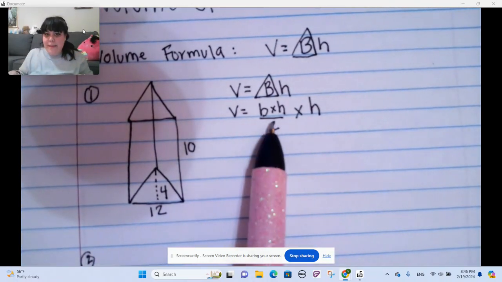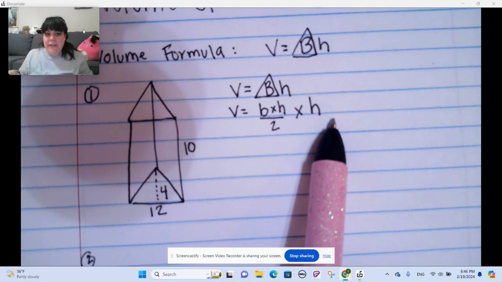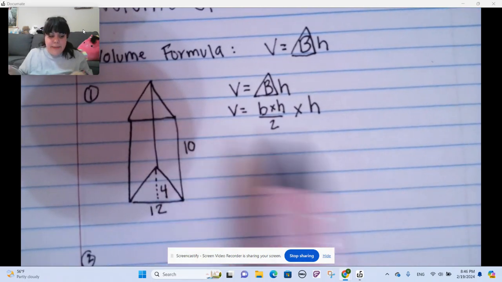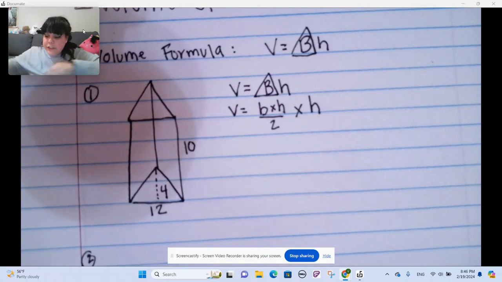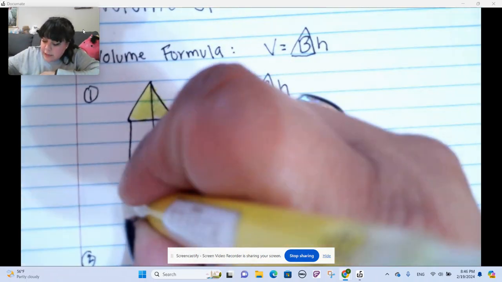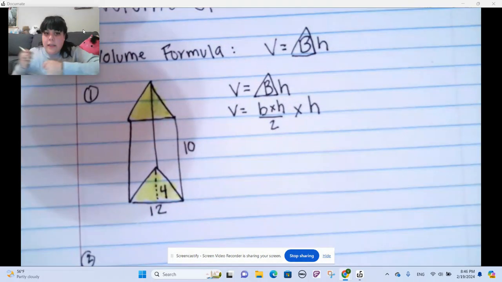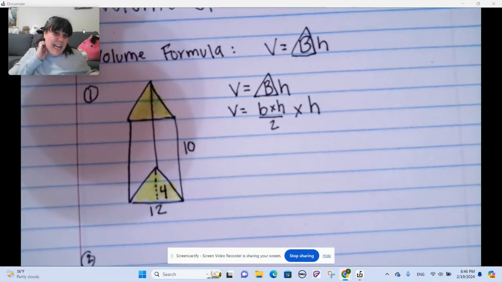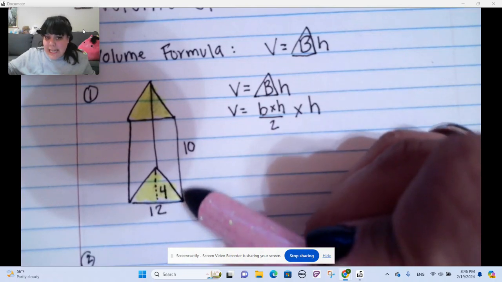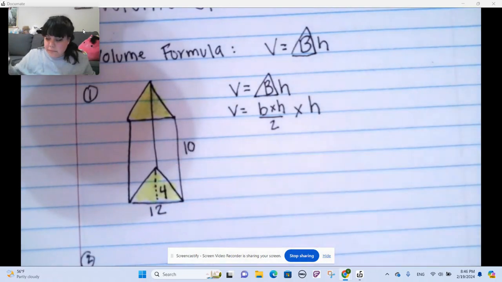So area of my base times the height of my prism. So if you need to, what you're going to do is you're going to get a highlighter. I should have done this before. You're going to get a highlighter and highlight the bases. So that way you know what area you're looking for. So area of my base times the height of my prism.